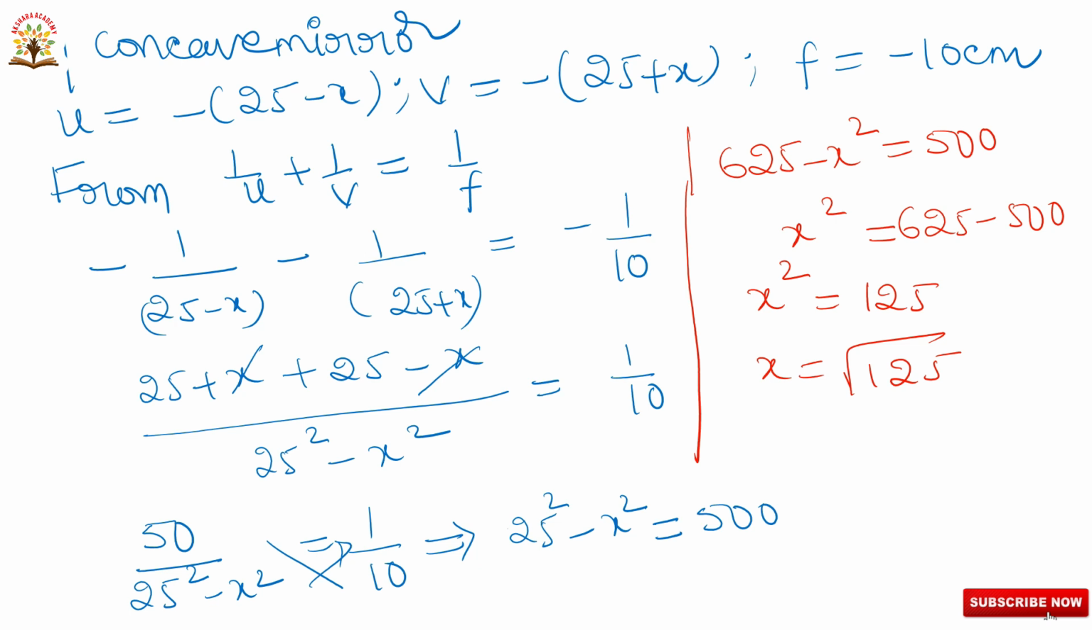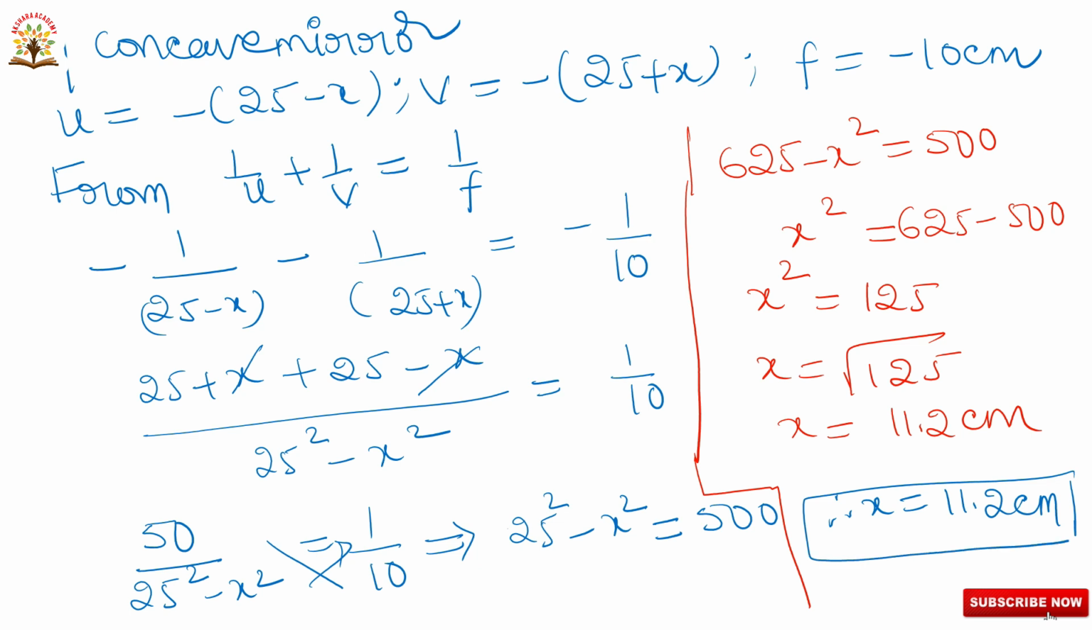So root 125 is 11.2 centimeter. So this is the final answer. Therefore, distance x is equal to 11.2 centimeter. Okay. Next we will go to the next question.